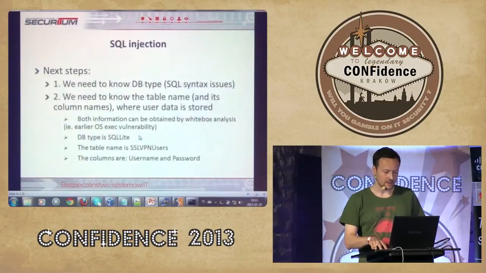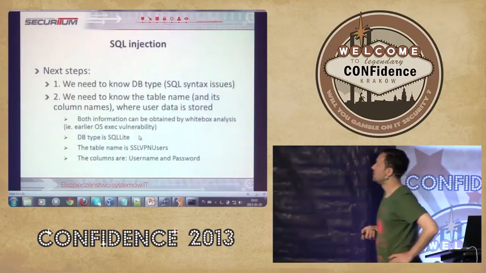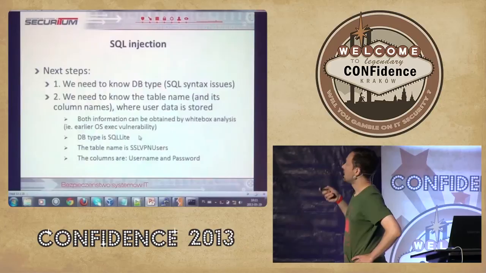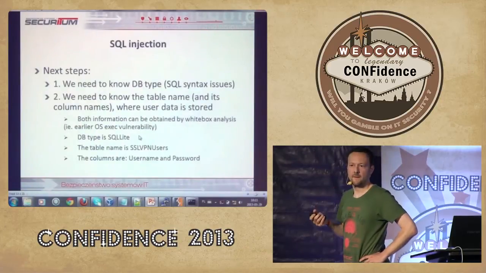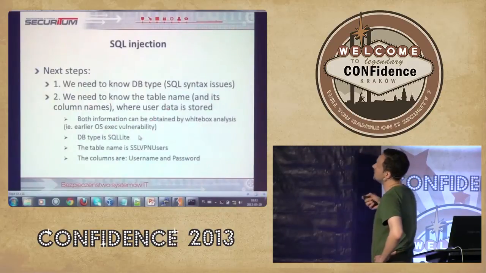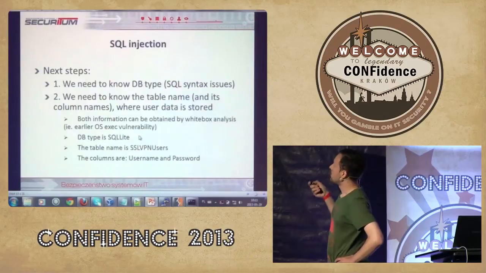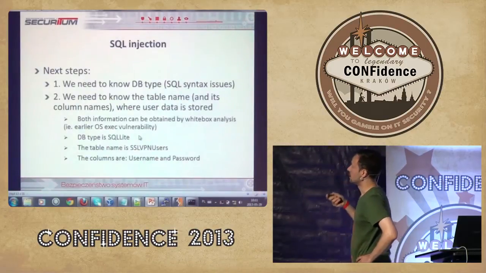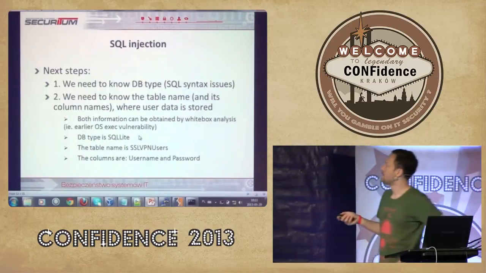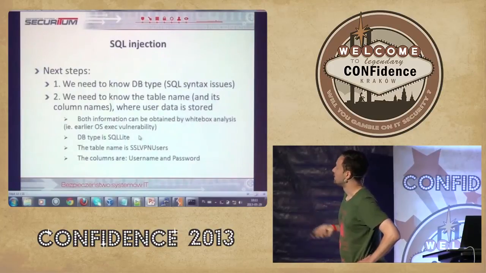We'll use blind SQL exploitation. To use blind SQL exploitation here, we need to know some more details. So we need to know the database type. What was the database type? SQLite, right. Then we need the table name, the table which stores all the user data. It is called SSL VPN users. It can be extracted using the previous vulnerability. And the columns of this table are username and password.